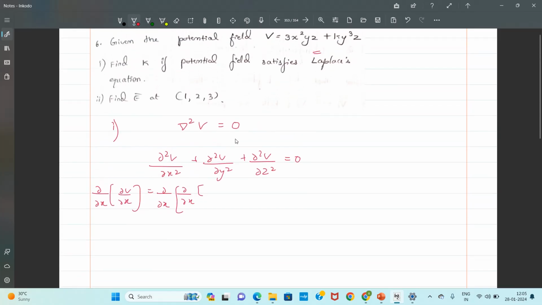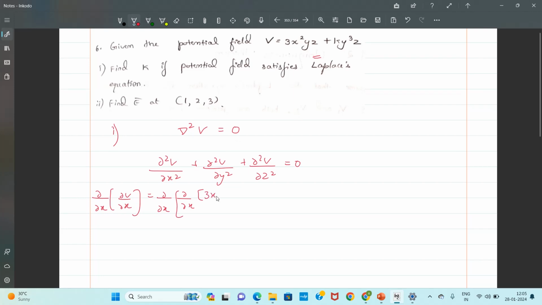What is the V value given here? 3x square yz plus ky cube z. So partial differentiation with respect to x. The second term acts as a constant, the differentiation of which will give you 0. So you'll have only the first term, x square, so it becomes 6xyz. And again differentiation will give you 6yz.